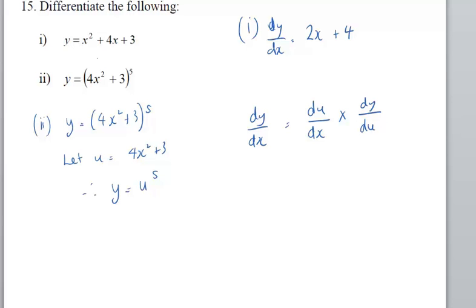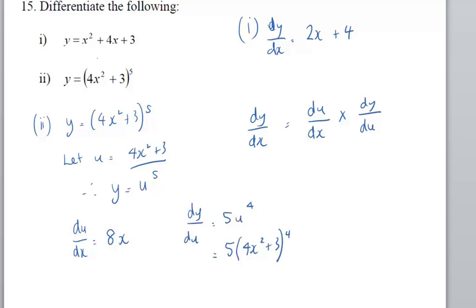So if u is equal to 4x squared plus 3, then du on dx, u differentiated with respect to x, the 2 comes down, 4 times 2 is 8, x and 2 minus 1, so it's just x, and our 3 constant disappears. For our y is equal to u to the 5, we differentiate y with respect to u. So we bring the 5 down, and we've got u to the power of 5 minus 1, which is 4. And we can substitute our u from up here back in. So we get 5 lots of 4x squared plus 3 to the power of 4 now.